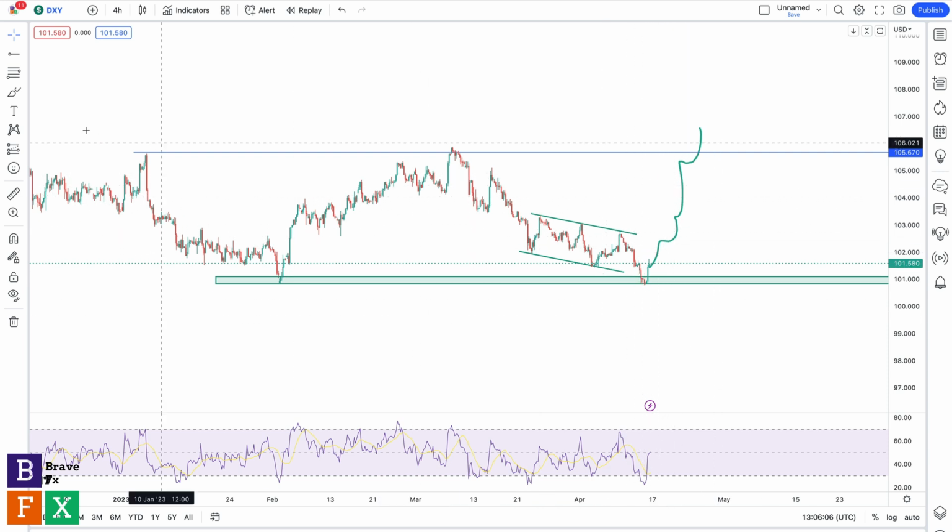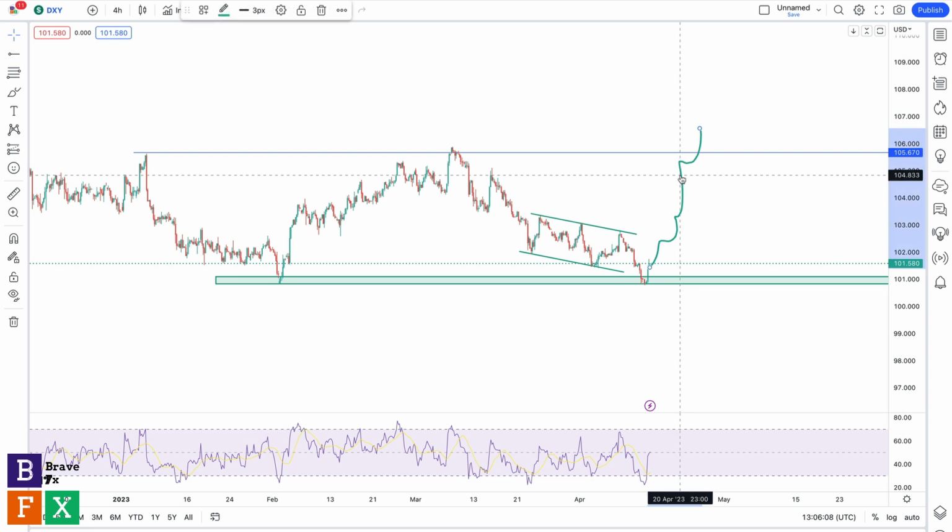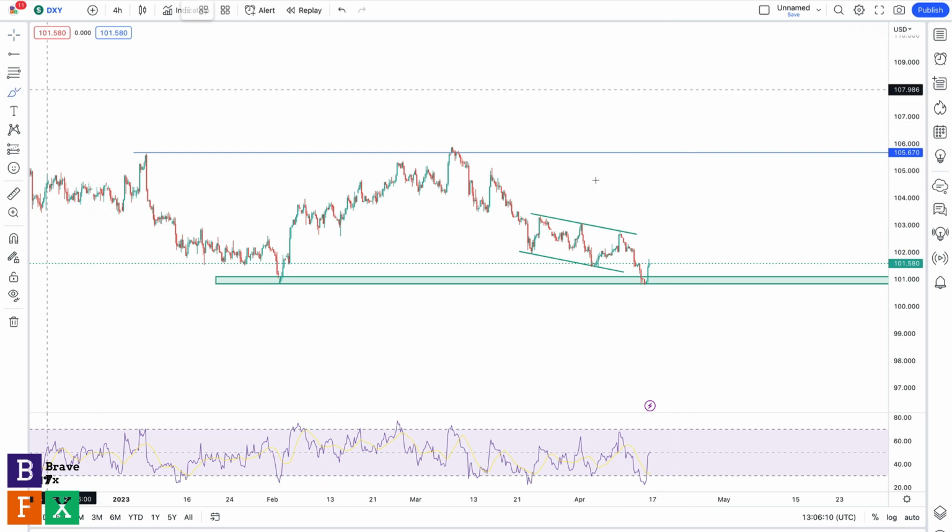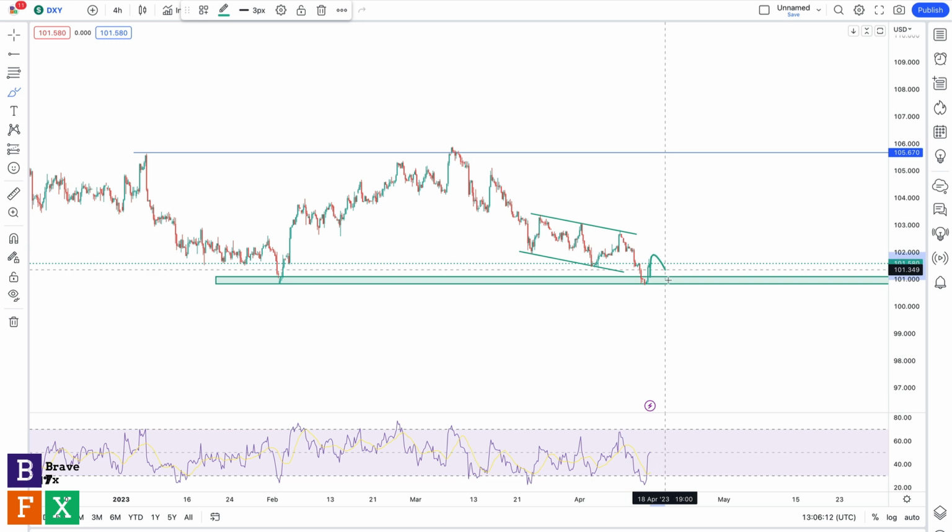So alternatively, I might be wrong, right? I might be wrong. This might turn into a small consolidation on the DXY, which will lead to the break of this low. So if this happens, then you can expect bullish momentum on gold, GBP-USD, EUR-USD, AUD-USD, Nasdaq, as the case may be.